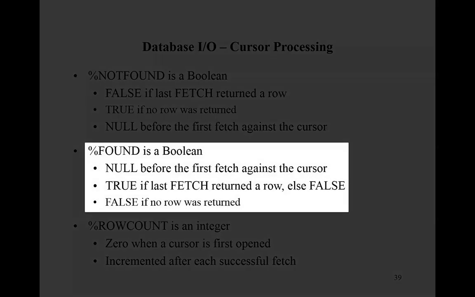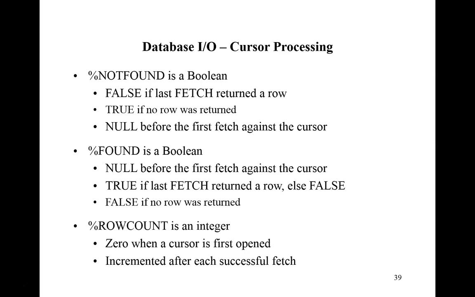%found, also a Boolean, evaluates to null before the first fetch against the cursor, evaluates to true if the last fetch returned a row, otherwise it's false. It evaluates to false if no row was returned. So notice that not found and found are essentially giving us the same type of information, just kind of holding it up to a mirror and seeing it one way or the other.